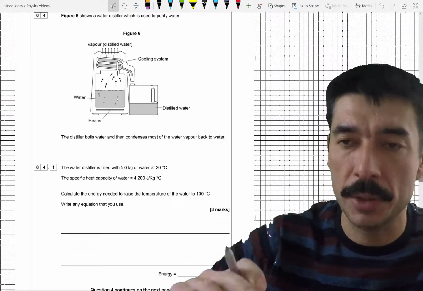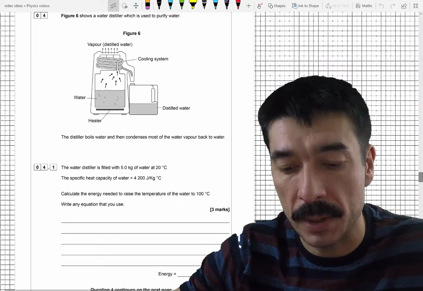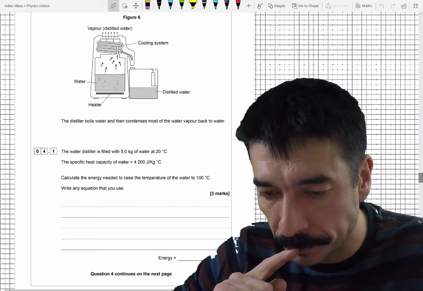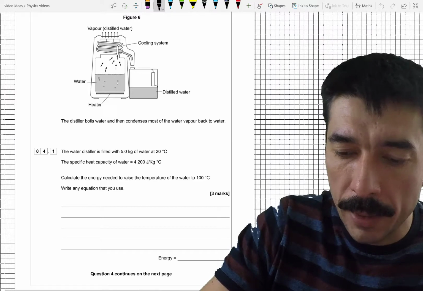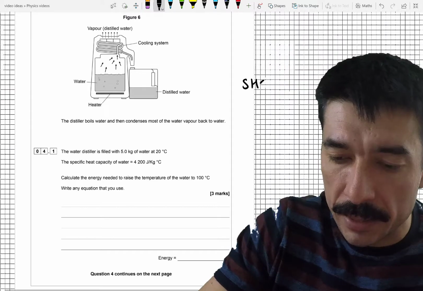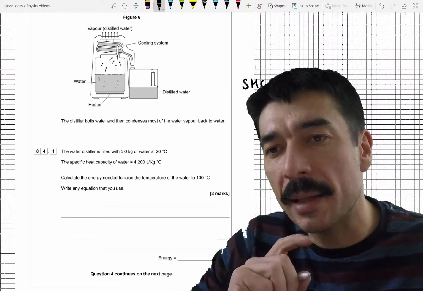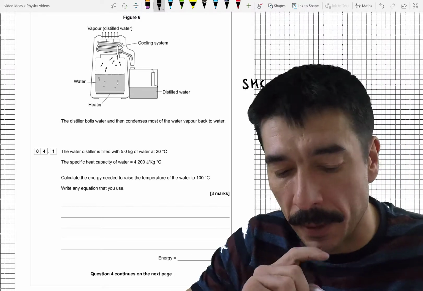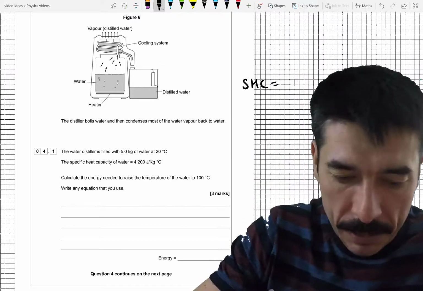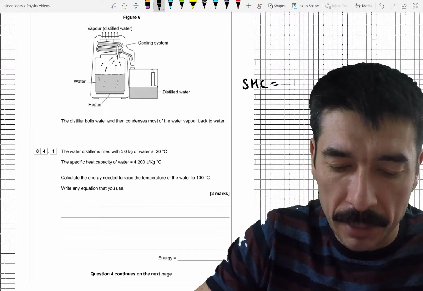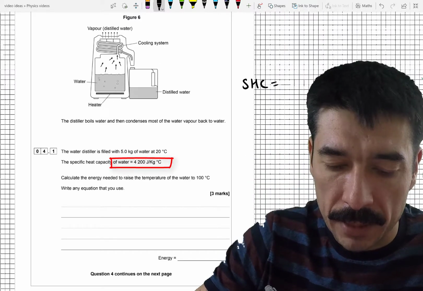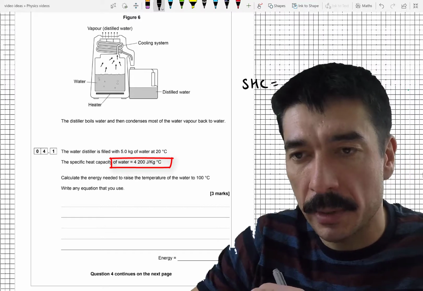Write down any equations you use. So you're going to have to remember this equation. It's not on the equation sheet. The equation is specific heat capacity is equal to... You can actually get the formula. This is a really useful tip, actually. Specific heat capacity of the water is that, but look at the units. Joules, kilogram, degrees Celsius. Joules divided by kilograms and degrees Celsius.